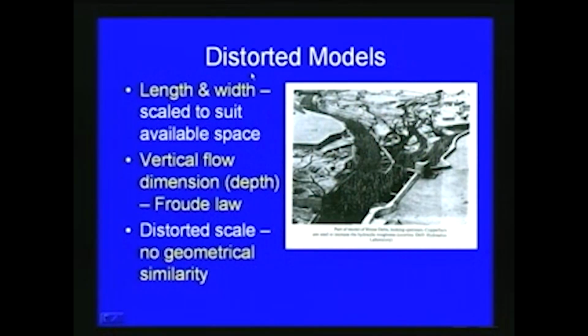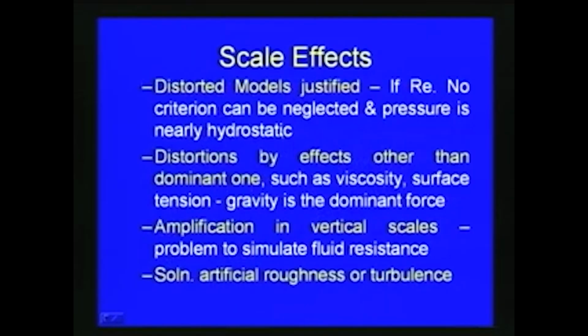Here, in the case of a distorted model, length and width are generally scaled to suit the available space. If you consider a river model or an estuary model, length and width will be scaled to suit the available space, but for the vertical flow dimensions, especially depth, the gravitational effect is more important and Froude flow similarity is met. So, we will be making a distortion, or we may not be able to meet the vertical flow scale, so a distorted scale is used. Finally, no geometrical similarity is achieved, and then it becomes a distorted model.